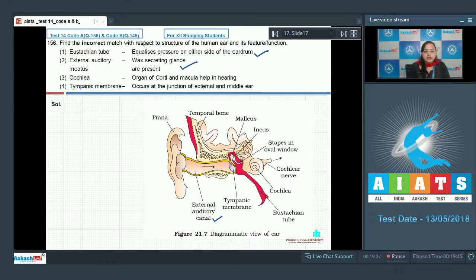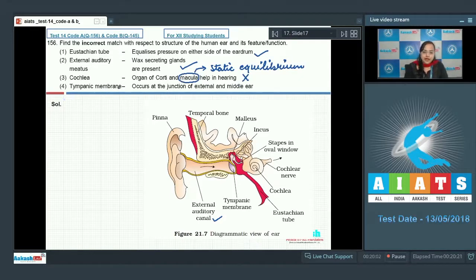Option 3 is given cochlea, an organ of corti and macula help in hearing. This is an incorrect match here, because organ of corti helps in hearing, but macula here is a part of vestibular apparatus, and it helps in maintaining static equilibrium. So option 3 is an incorrect match here.